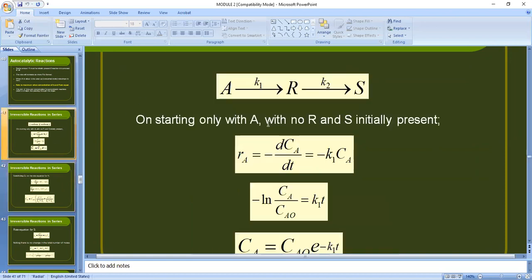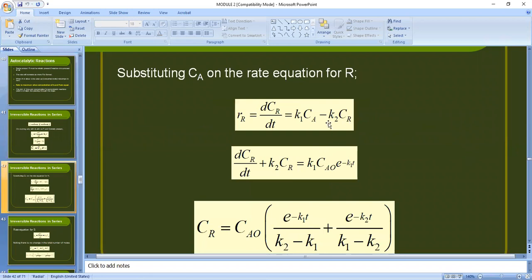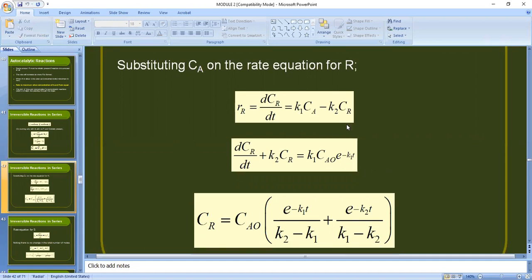Based on the first reaction, it should be K sub 1 C sub A. Based on the second reaction, it should be K sub 2 C sub R. But this time, it should be negative because R is now your reactant, not a product anymore. So you have here negative K sub 2 C sub R. Now, the problem with this equation is that you have a K sub 1 C sub A here and a K sub 2 C sub R here. But you have your linear DE to thank for. So you transfer this K sub 2 C sub R in here.